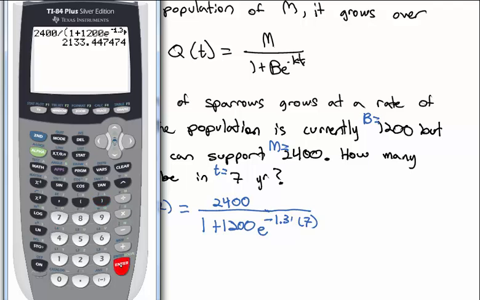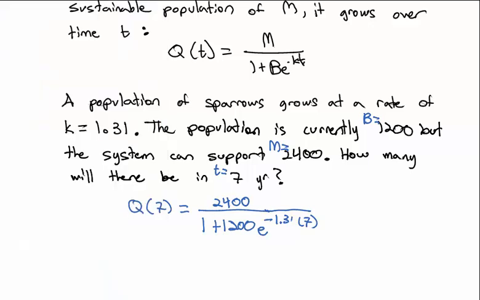And what we find is there's about 2,133 sparrows. So it's grown from 1,200 to 2,100. Maximum it's going to sustain is 2,400 over time. So that's one way I might be able to give you an equation that involves exponents or logs, and you should be able to figure out how to solve and answer the question.